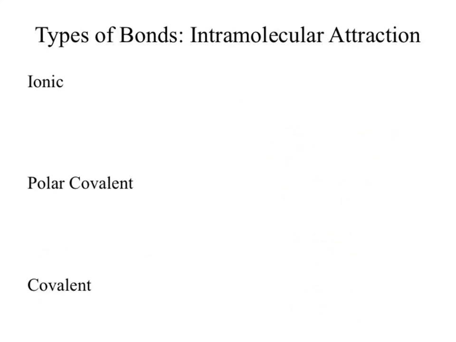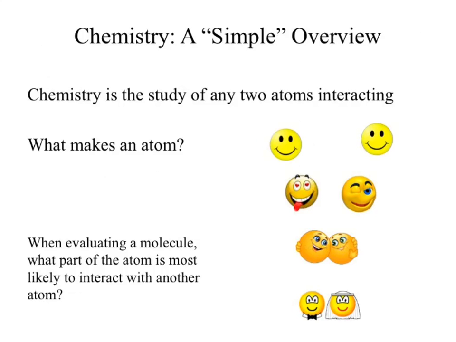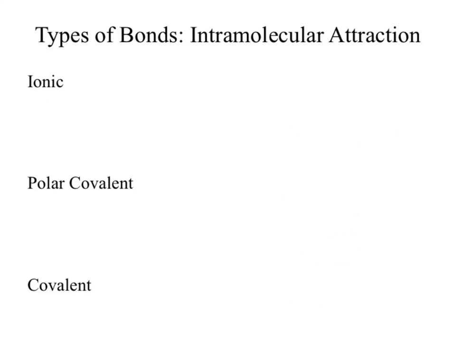Well, what type of bonds do we have? Ionic. We've got ionic, polar covalent, and covalent bonds. Those are our three primary categories when we're looking at bonds. And when we're talking about bonds, we can add an extra little phrase to this. We can call these intramolecular attractions.